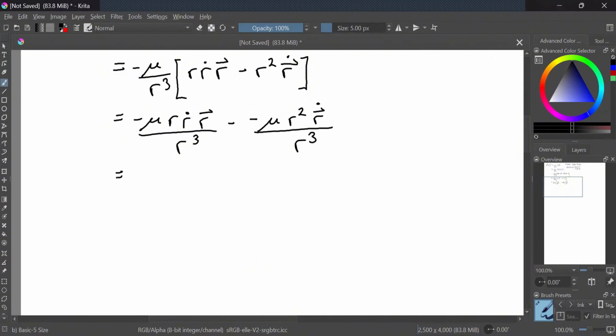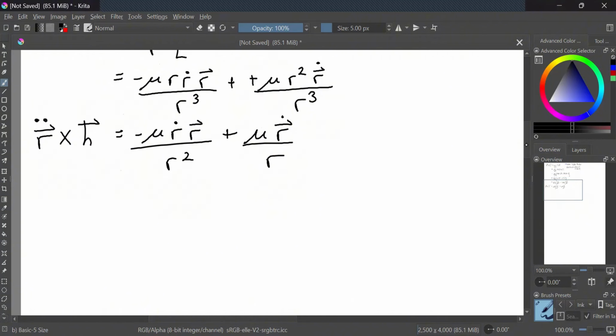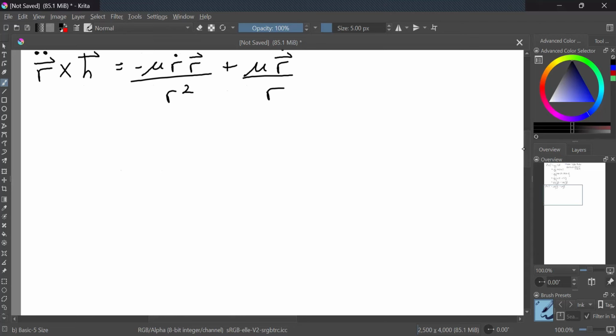And we can reduce this, mu r dot r vector over r squared. The negative is negated, plus mu r dot vector over r. And once again, that is our acceleration crossed with our angular momentum. All right. Scroll down a little bit more.